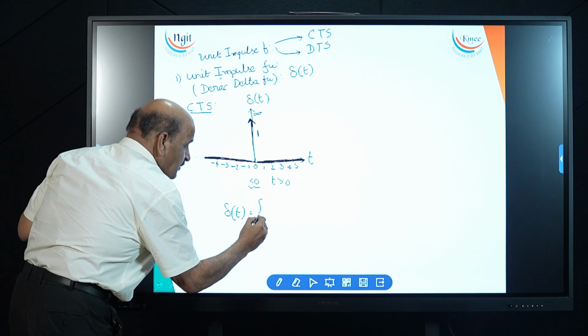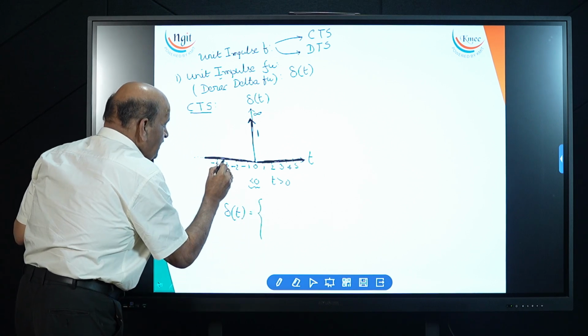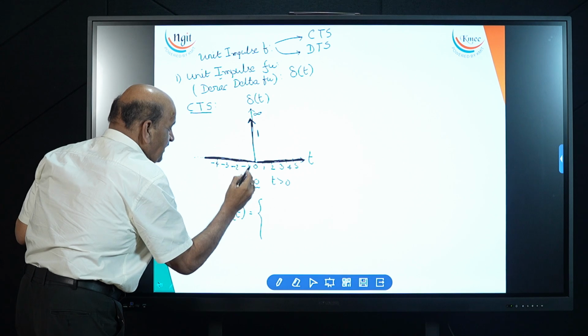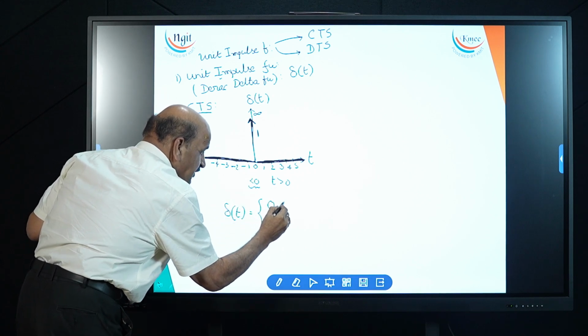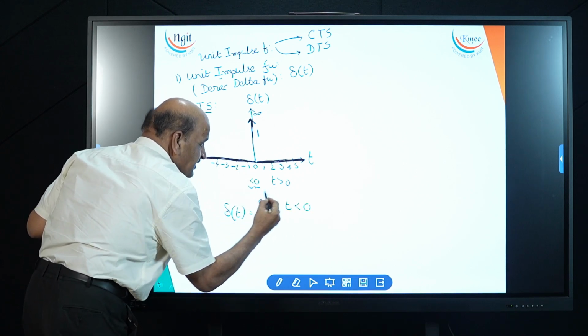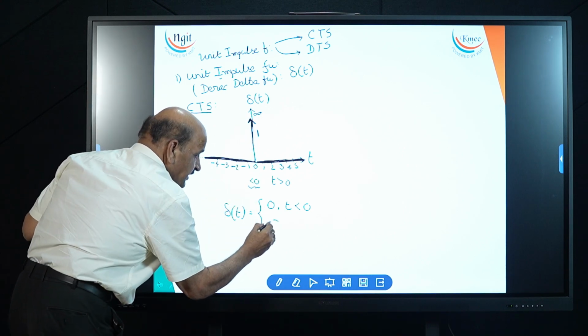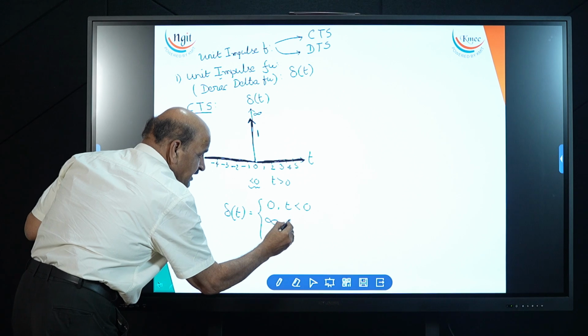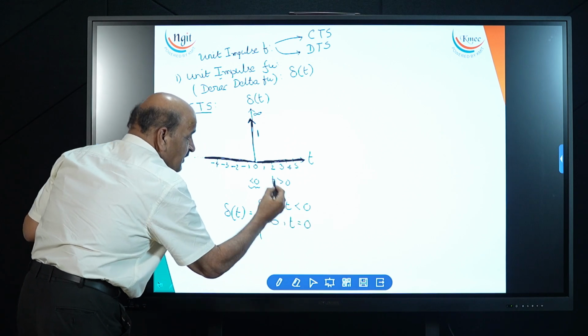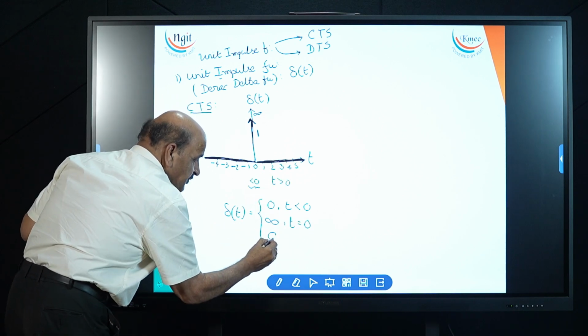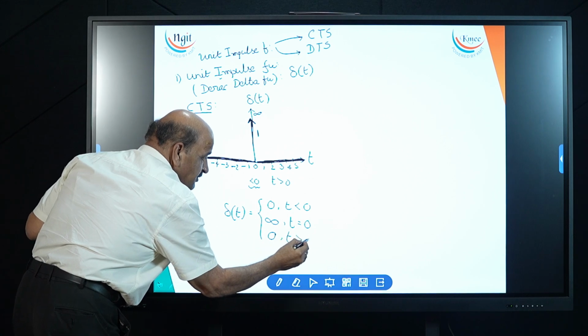Delta of t equal to, look at, 0 for all values less than 0. Therefore, its value is equal to 0 for t less than 0. Whenever it reaches 0, suddenly it spikes. We can't measure that one, infinity, when t equal to 0. But after t greater than 0, again its value is equal to 0.